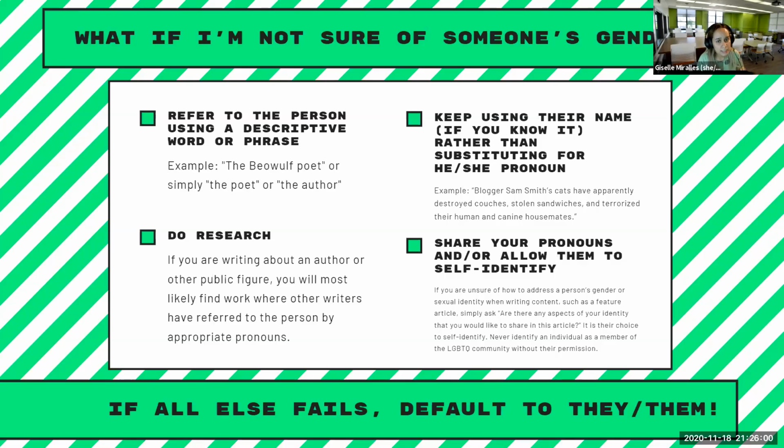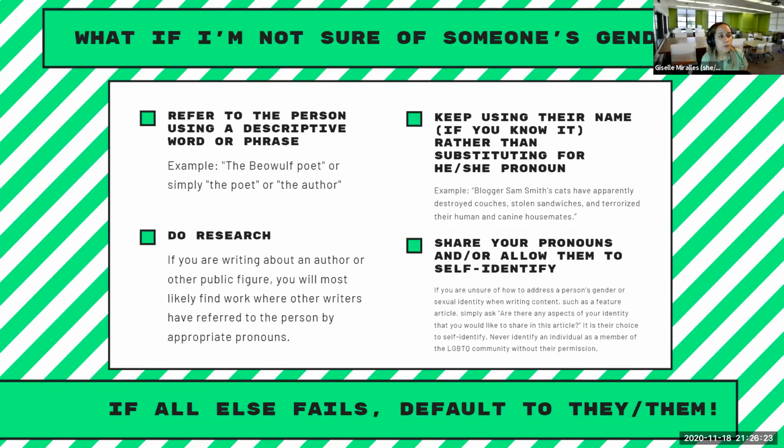Perhaps it's a Chinese name, or perhaps it's a European name, or perhaps it's a Latinx name, and you just don't know the gender because you're not aware of that culture. That's another situation where you might not know the gender of the person. So there's a bunch of situations where you might not know someone's gender. So what do you do?